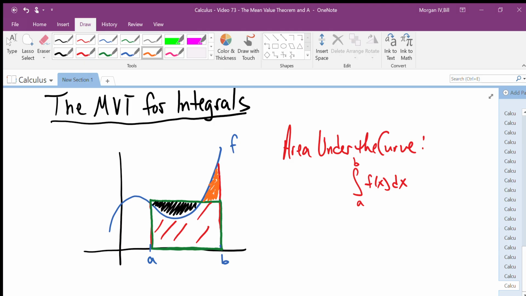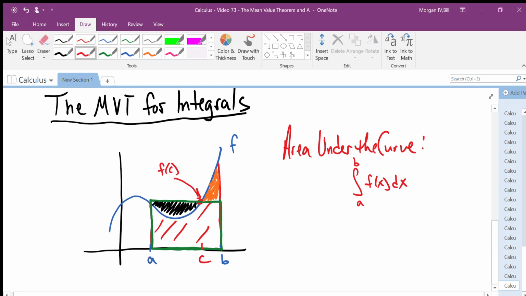As long as the function is continuous on a to b, there will be a c within a to b such that the height at c, so here's my c, say right about here, the height at c, this point right here, is f of c. That's the height of the rectangle. The width of the rectangle is just b minus a. That rectangle has the same area as the area under the curve.